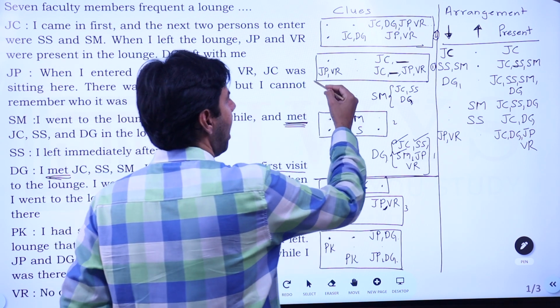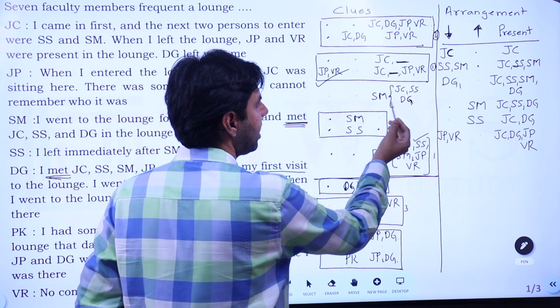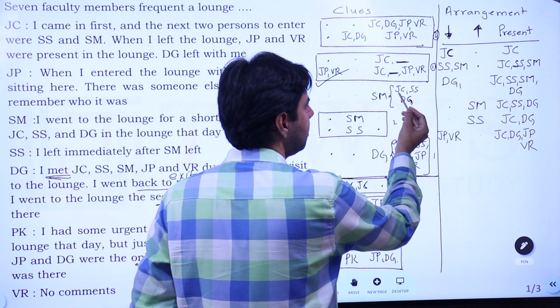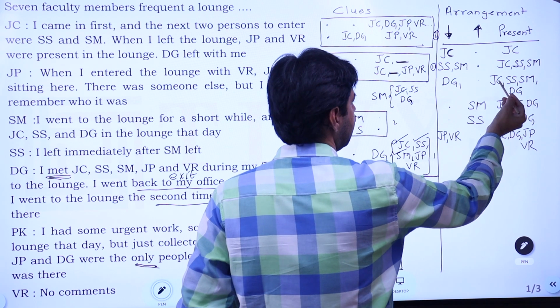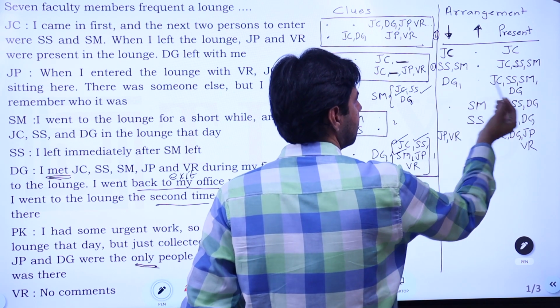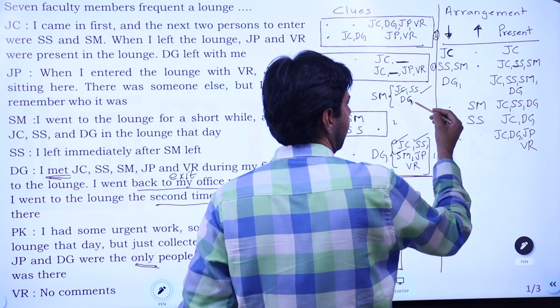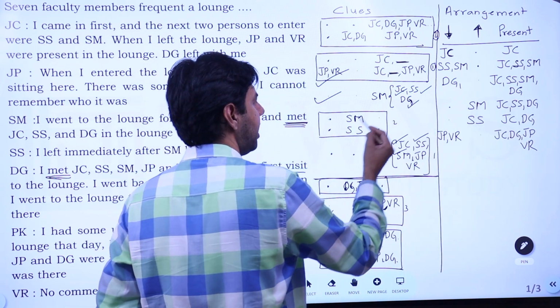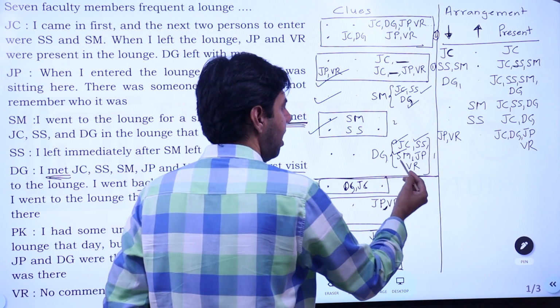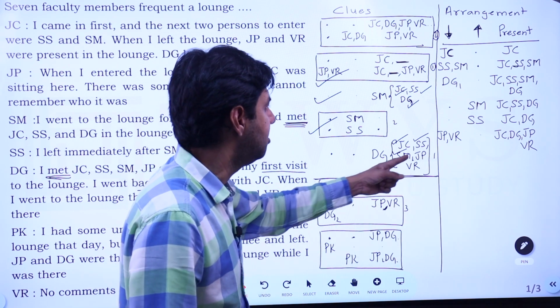So let's see. I've got this into the picture. Has SM met all these people? JC, has he met? Yes. SM is with JC. SM is with SS. And is SM with DG? Yes. So DG also, SM has met DG. So this part is also taken care of. Now I want DG to meet JP and VR.